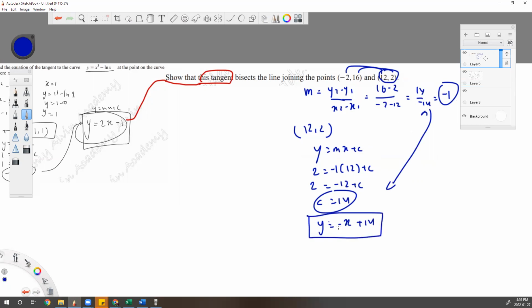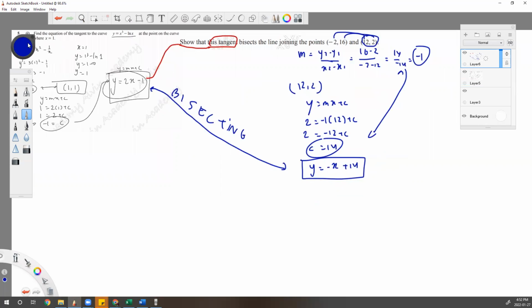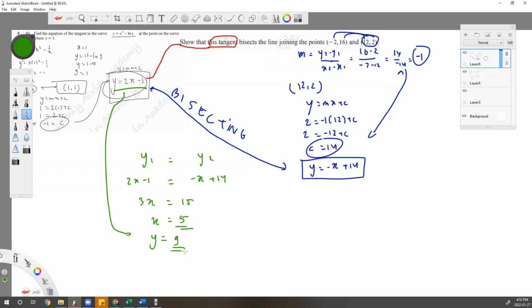And when it bisects, they share the same point, right? So when it is bisecting, it has to be equal in all the properties of points. So y1 equals y2. 2x minus 1 equals negative x plus 14. So 3x equals 15, x equals 5, right? And y, you can put anywhere. I think I can put here. 10 minus 1, 9. Okay, 5, 9.